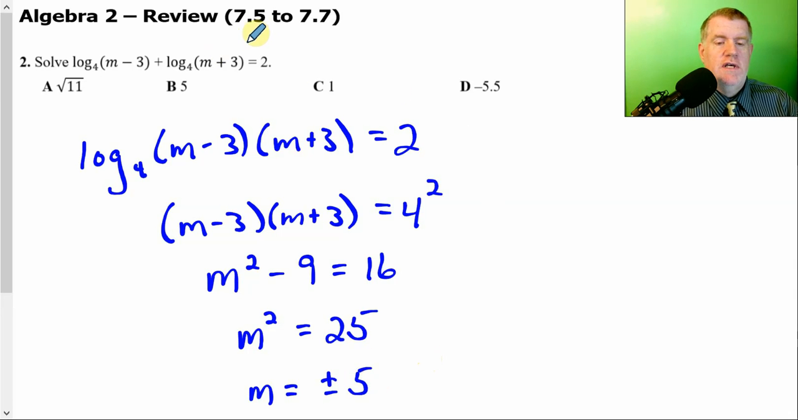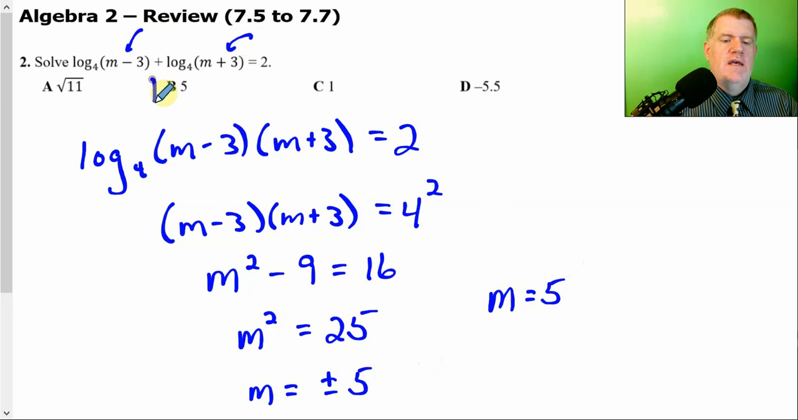However, be careful. You can never have a negative number in here. If m were negative 5, this would be negative 5 plus 3, which would be negative 2. Cannot happen. So m can only equal 5. Letter B, yet again.